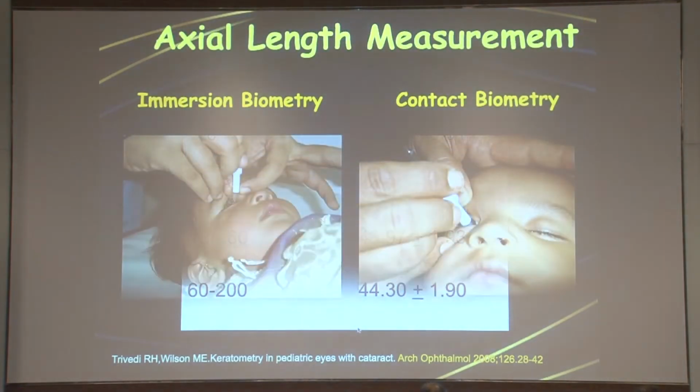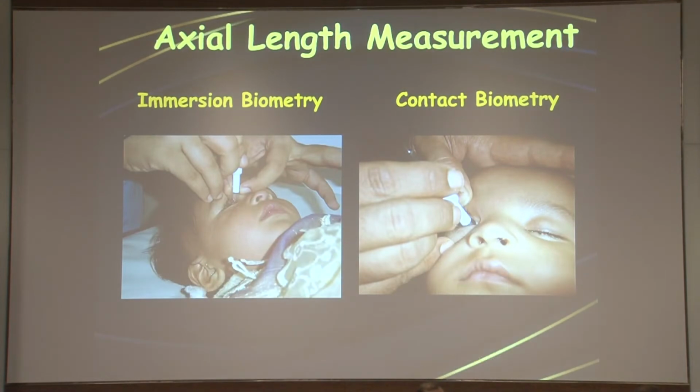As far as the method for axial length measurement, immersion is definitely preferable. Immersion can be challenging in very small children because the normal Prager shell that you have for immersion is too big for most children less than 1 to 2 years of age. Therefore, you may have to get it modified or get it made locally so that it fits properly in a small eye.